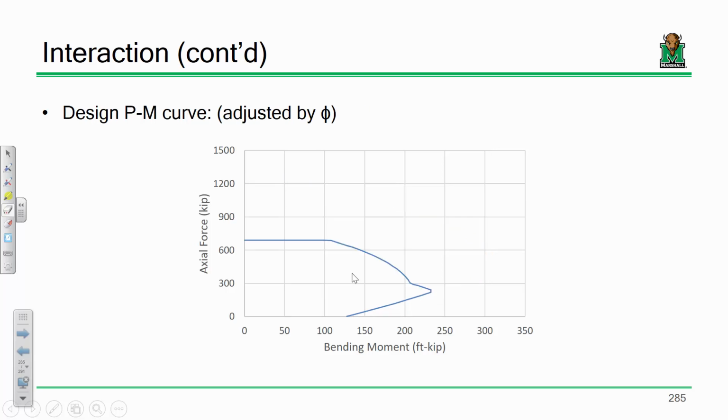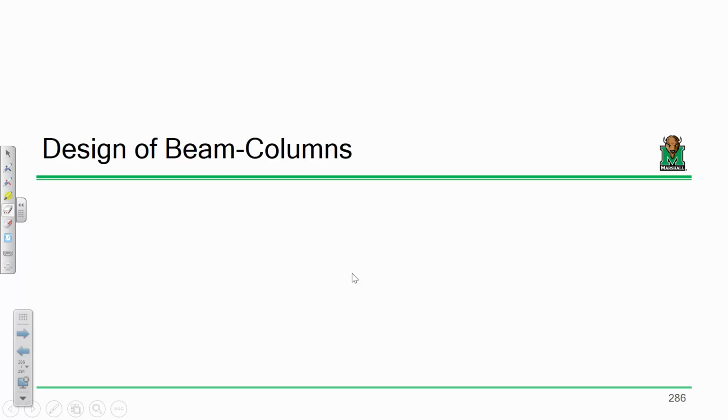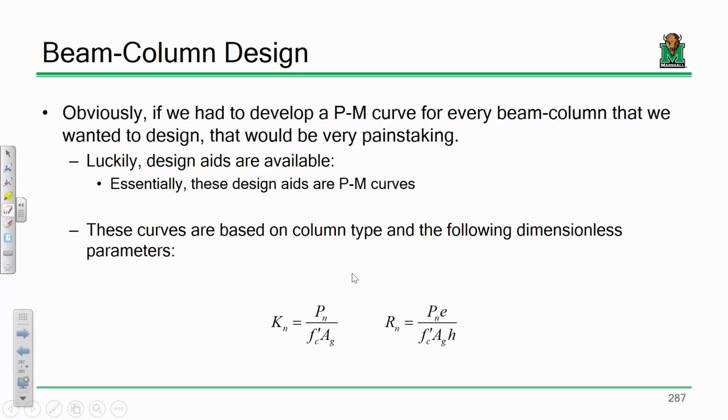Let me skip ahead to right here. Okay. If you understand that process, what I want you to understand is how we can use these curves to design beam columns. That curve that I just showed you was a curve for a very specific beam column under very specific dimensions. I'd like to be able to use something that's a little more generic. Fortunately, ACI has derived a bunch of generic beam column interaction charts for a series of dimensions.